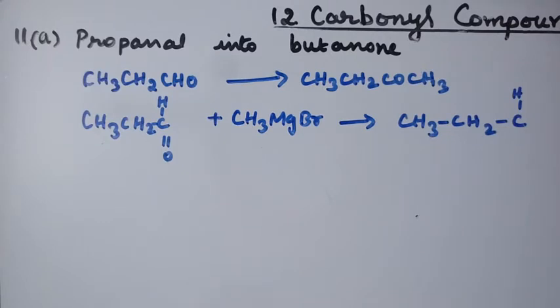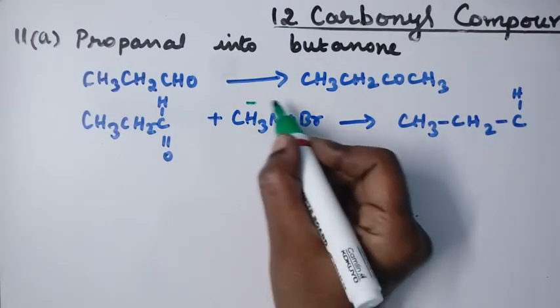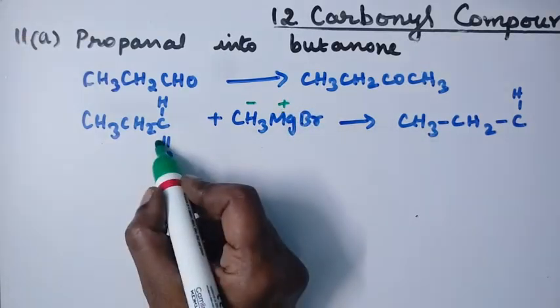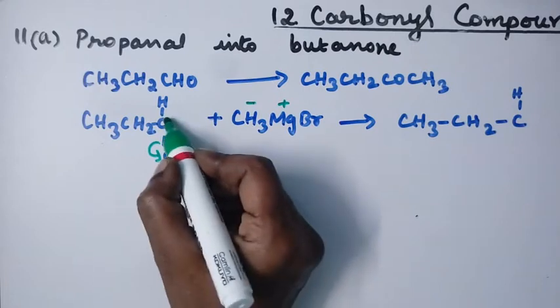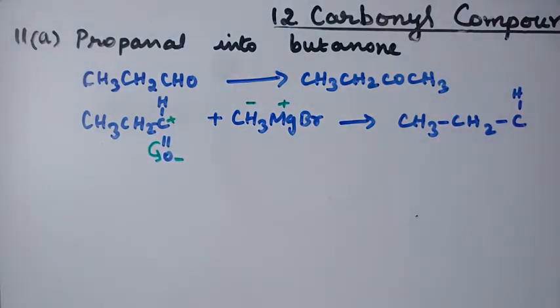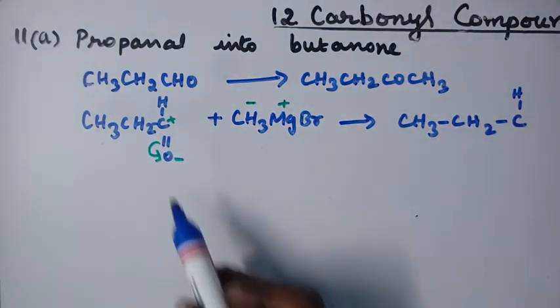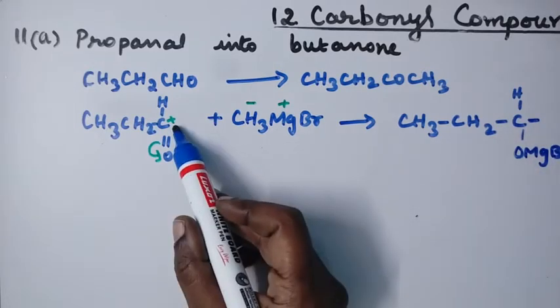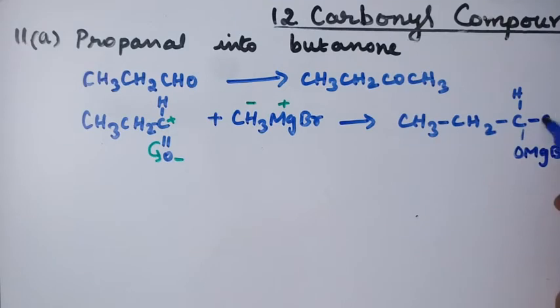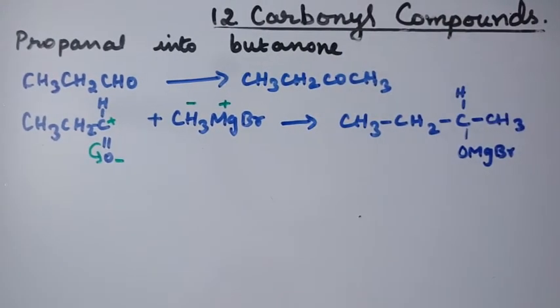CH3 gets a negative charge and MgBr gets a positive charge. And this pi bond is shifted to oxygen. Oxygen gets a negative charge, carbon gets a positive charge. And now the positive and negative are joined. O and MgBr are connected, OMgBr. And then CH3 comes and joins. Now this is the first step.